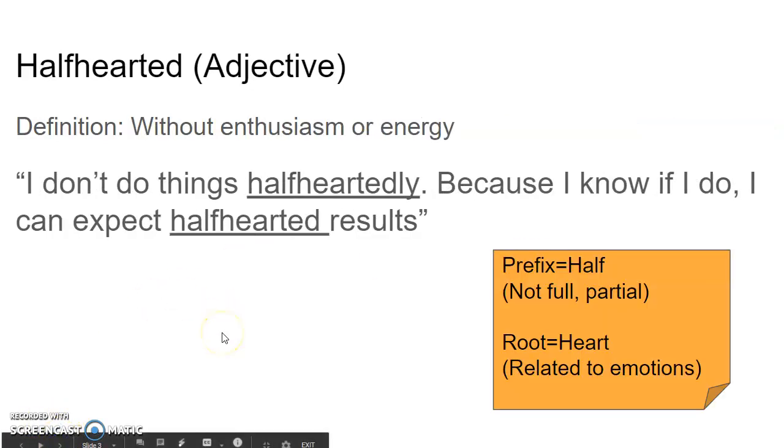Okay, word number 2 is half-hearted. It's an adjective. To do something half-heartedly means to do it without enthusiasm or energy. Michael Jordan says, I don't do things half-heartedly because I know if I do, I can accept half-hearted results. The prefix for half-heartedly is half, which we know means not full or partial. And the root word is heart, which we know relates to your emotions, right? Putting your heart into something is like how much you're putting your emotions into it. So it makes sense that half-hearted means to do something without enthusiasm or energy. You're not putting your emotions into it.